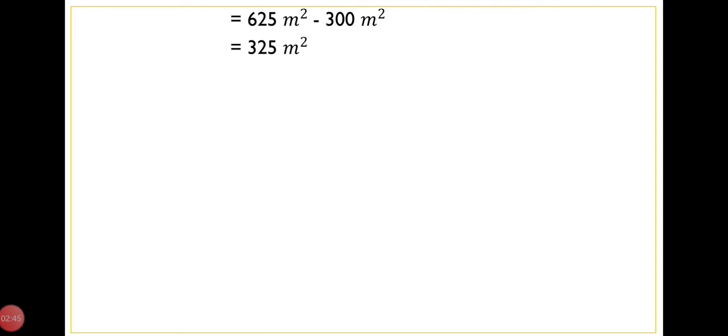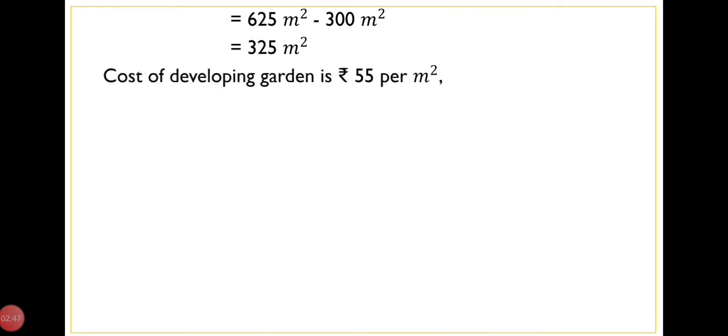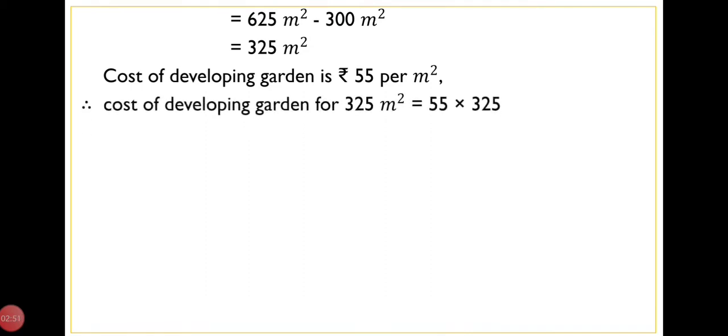Now we know that the cost of developing the garden is rupees 55 per meter square. Therefore, the cost of developing a garden of 325 meter square area equals 55 into 325, that is equal to rupees 17,875. So the total cost of developing the garden is rupees 17,875. Next, question number 3.